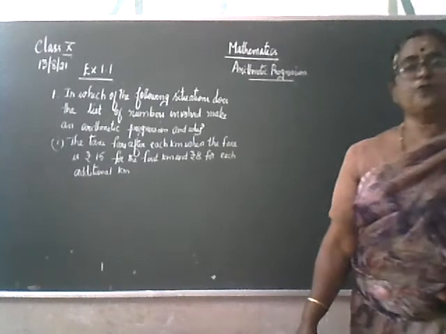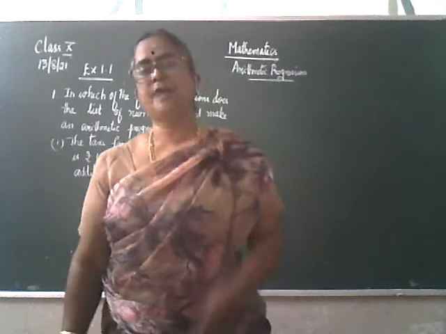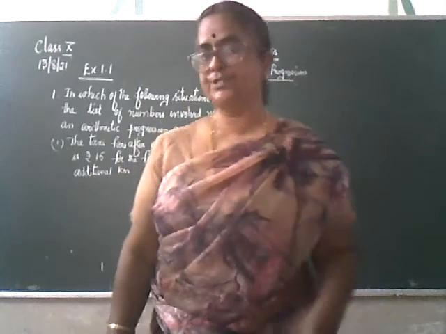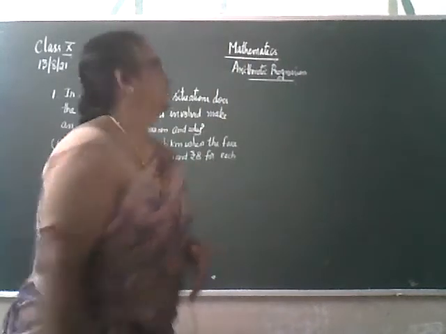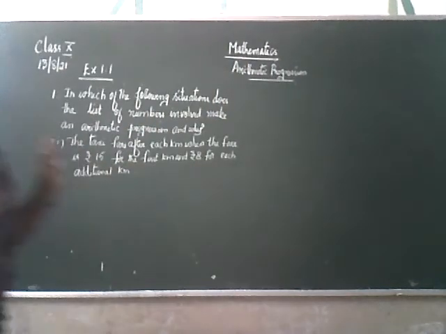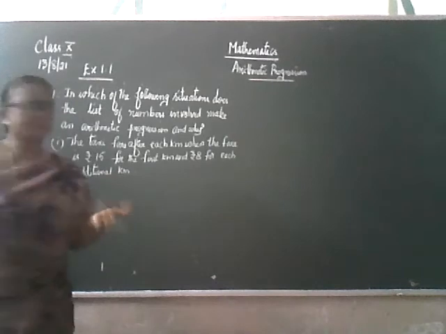And we also find out whether the given sequence is in AP or not, and we know what A and D are, isn't it? How to find out, that we have done. So now, let me move on to the statement given. In which of the following situations does the list of numbers involved make an arithmetic progression? So whether it is an arithmetic progression or not, you must check.